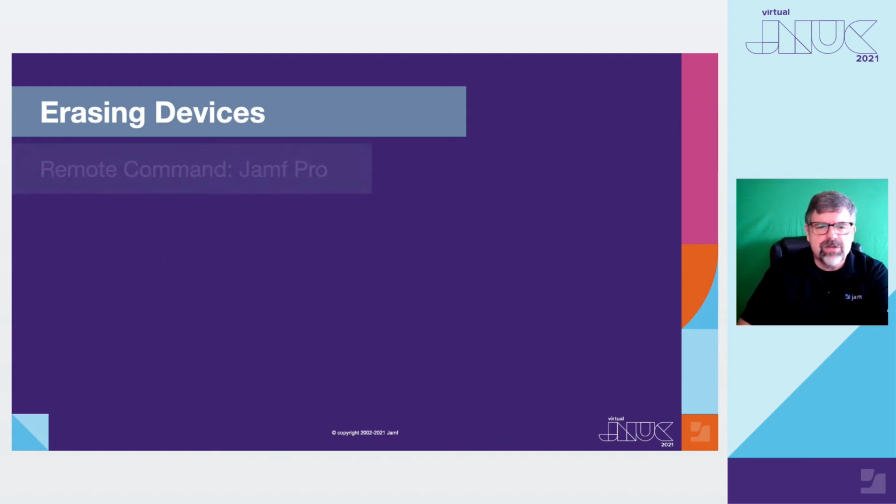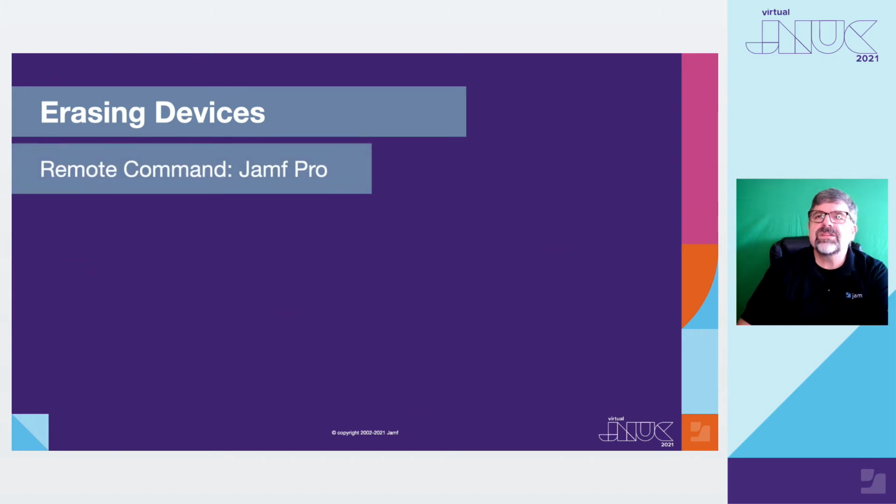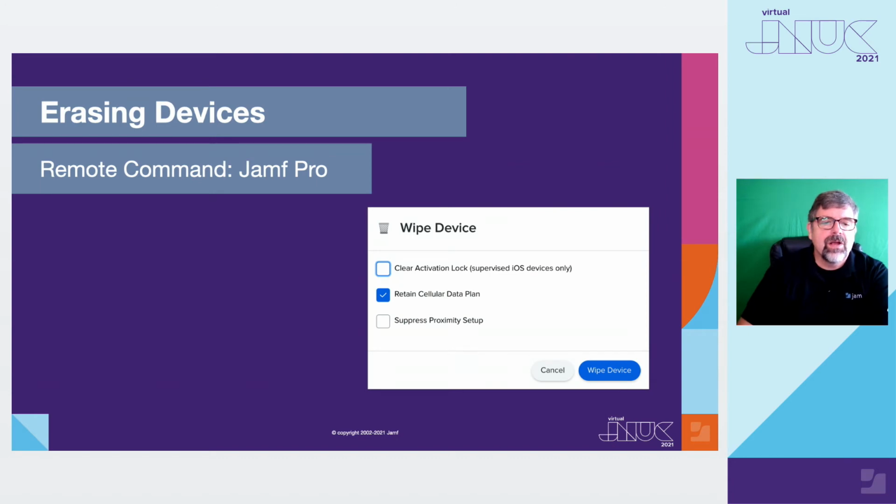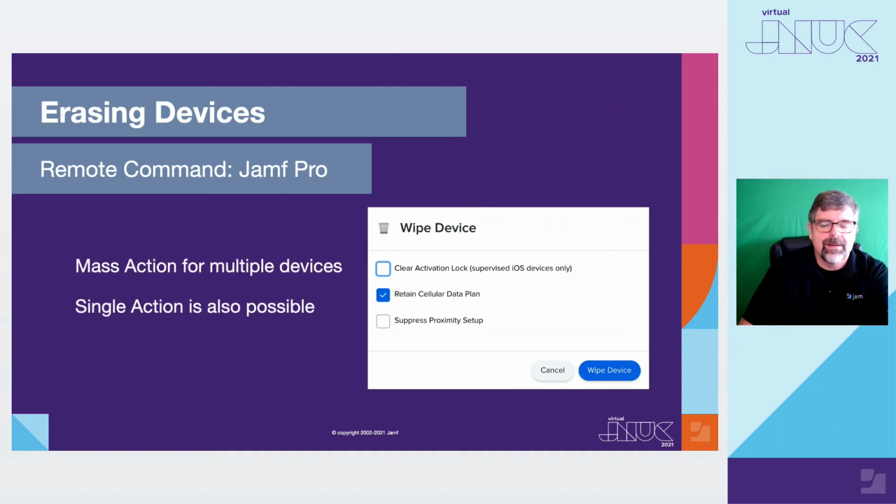Now, what happens if we're using a Jamf Pro system and we decide to send a remote wipe command from Pro? Well, if we send that wipe command, we automatically will see a window similar to this. By default, we check Retain the Cellular Data Plan. This will be the same window whether you're sending this to a group of devices or a single device. The key is Retain the Cellular Plan.